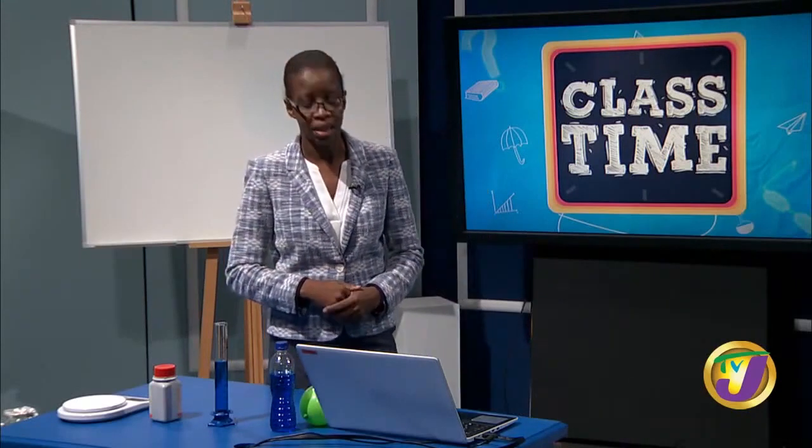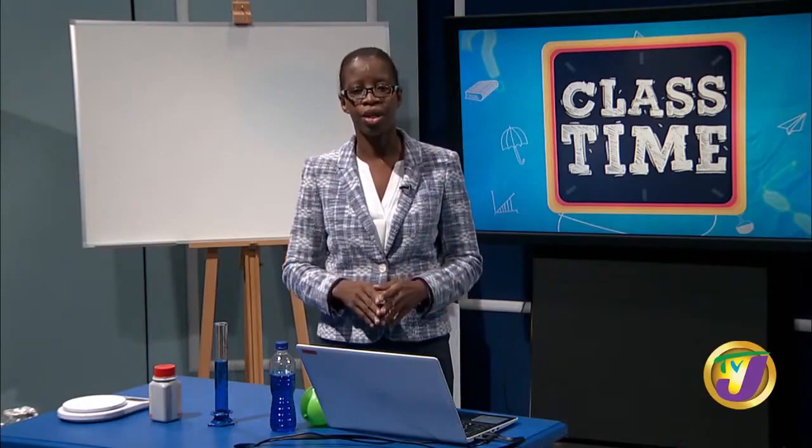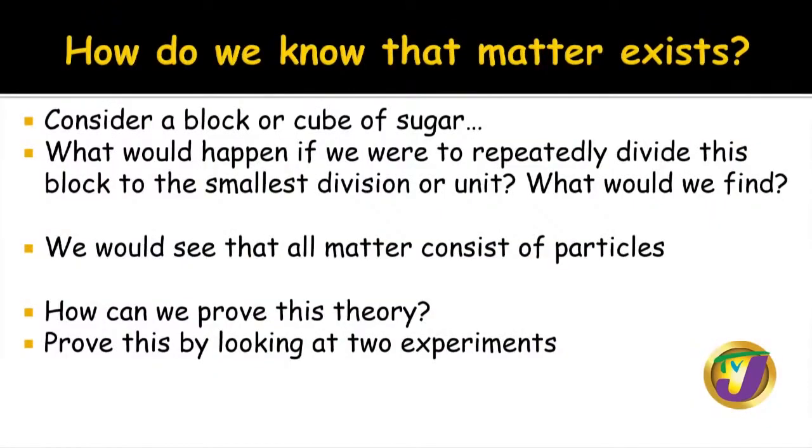How do we know that matter exists? If we were to take a block or a cube of sugar or any material, and we were to repeatedly divide this material, after a while we would reach a point where the material can no longer be divided any further. What would we find at this point? We would observe that there is that point of smallest division that would really be a particle. And so we're going to prove this theory.